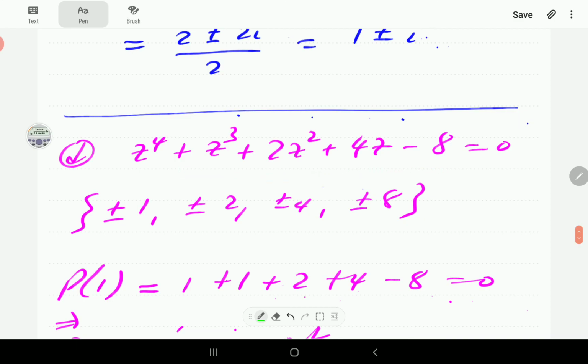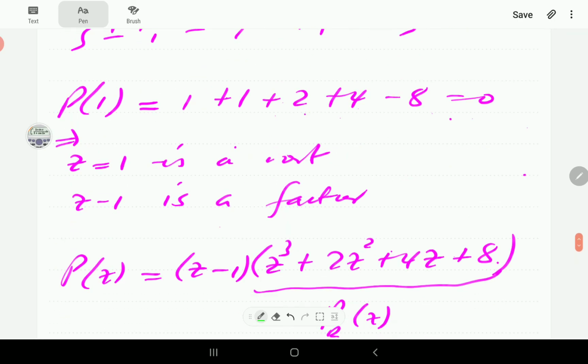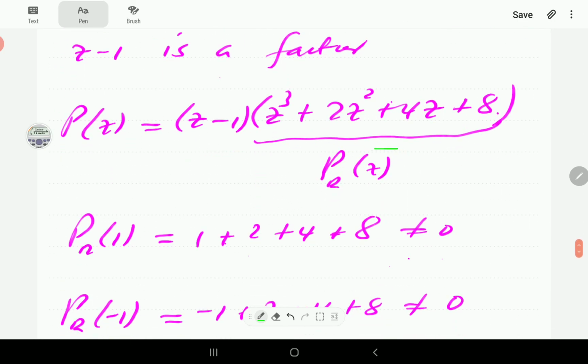For D, these are the possible roots. Then just trying 1, we find that that is 0. So a good practice is always just to check the coefficients of the polynomial before you try anything else. Here you see that 1 plus 1 plus 2 is 4, plus 4 is 8, and then minus 8 is 0. So straight away that tells you that 1 is going to be a root there. Then if we divide, we find that this is our reduced polynomial.